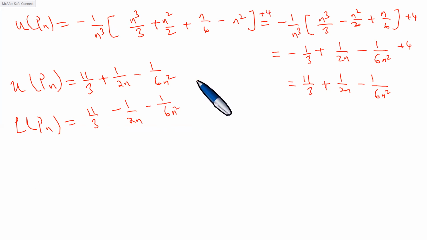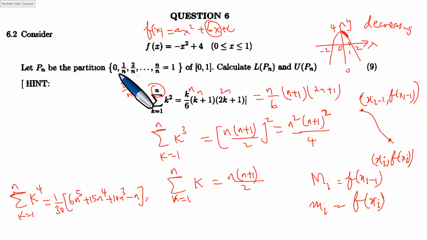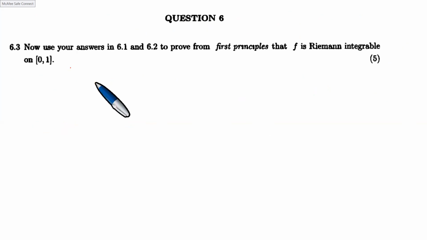Normally they just differ. One term is going to be negative and the rest of the terms will be the same. So you can see the middle term is the one that is negative in the lower Riemann sum, and it's positive in the upper Riemann sum. Okay. Calculate LPN, UPN. We've just done that. Now use your answers in 6.1, 6.2 to prove from first principles that F is Riemann integrable on that.